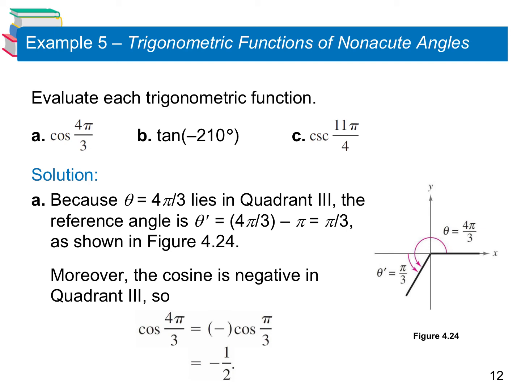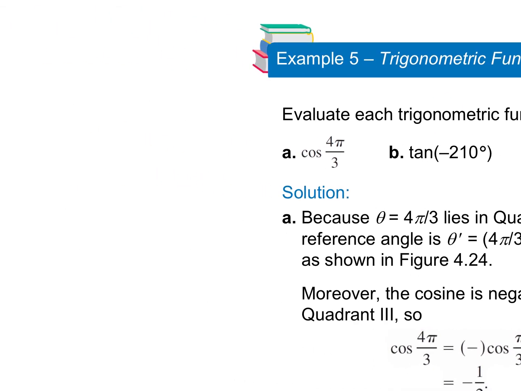Okay, so here we're evaluating the trig functions. So the first thing I want to do is find my reference angle for cosine of 4 pi over 3. How can I find my reference angle of 4 pi over 3? How do I know what quadrant it's in?